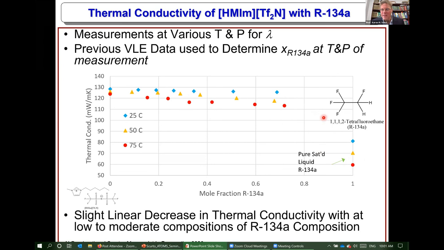We only had vapor liquid equilibrium data to here, but we hope to see how this connects. So here are the pure saturated thermal conductivities of the R134a at 25, 50, and 75. So somehow these connect, but anyways, it's pretty linear at first, but then it has a very large drop with the very high compositions of the R134a.